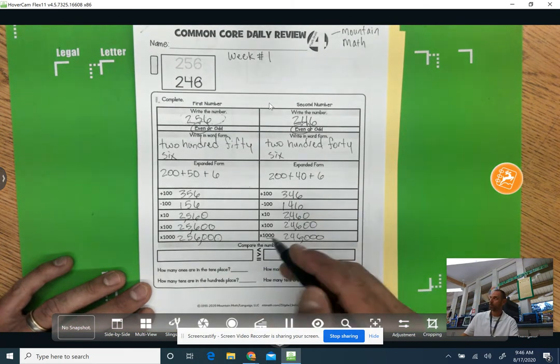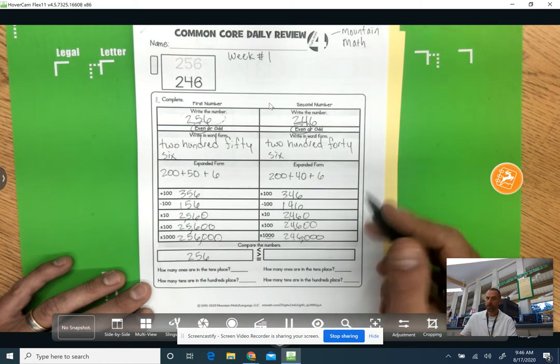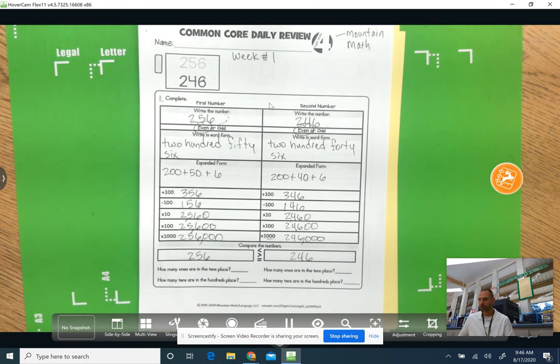All right, let's compare these two numbers. We have 256 and we have 246. You're comparing numbers, they're sitting side by side.